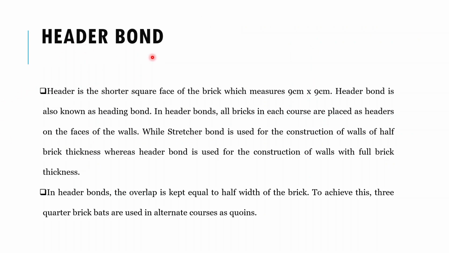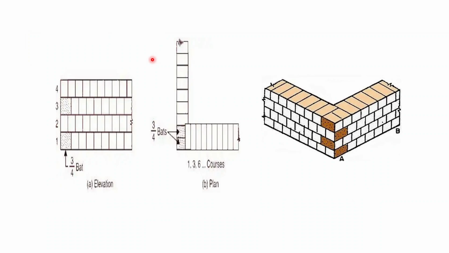Next one is your header bond. As already discussed, we place the brick with the header face towards us, as shown very clearly in this picture. Last time we placed the brick facing towards us as a stretcher. But in this type you can see clearly that we have placed the brick so that the stretcher is not visible to us, whereas the header is visible to us. So whenever we see a masonry where we can see the header towards us, that type of bond is called the header bond.